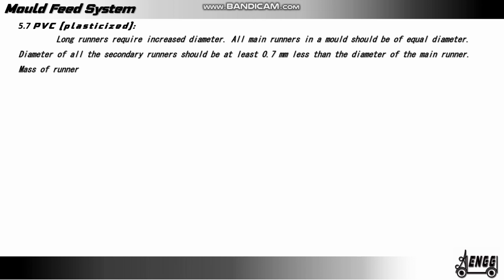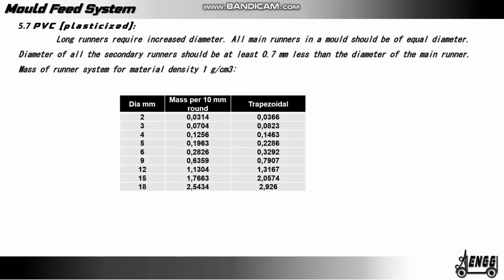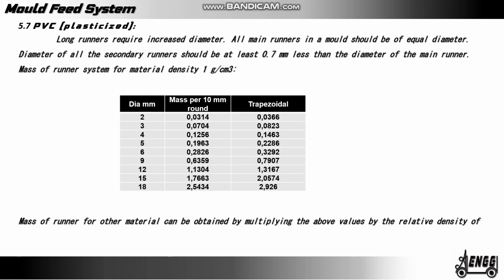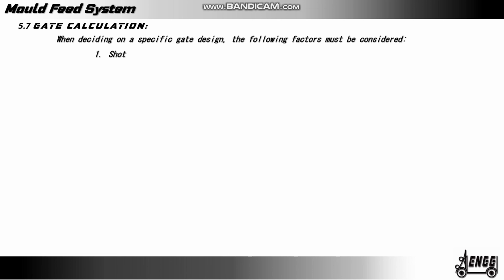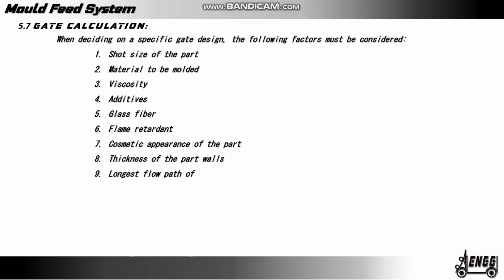Mass of runner system for material density 1 gram per cubic centimeter, with diameter of runner based on the mass, and also the trapezoidal runner. The mass of the runner for other materials can be obtained by multiplying the above values by the relative density of the particular material. Gate calculation. When deciding on a specific gate design, the following factors must be considered: shot size of the part, material to be molded, viscosity, additives, glass fibers, flame retardant, cosmetic appearance of the part, thickness of the part wall, and longest flow path of the part.